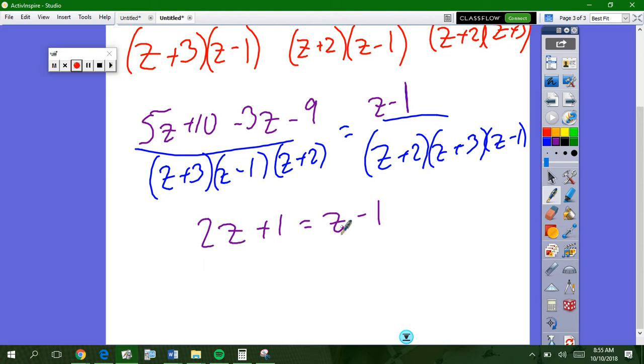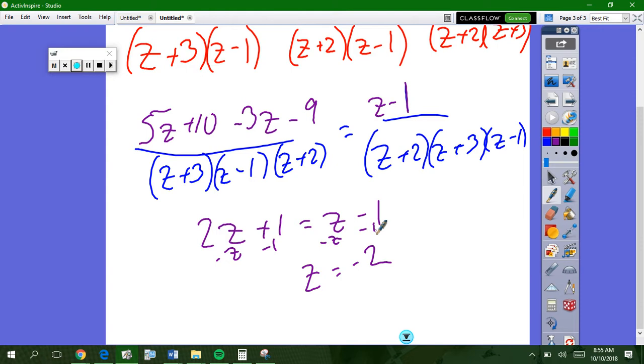So I'm going to subtract the z over, subtract the 1. I get z equals -2. Again, not that every answer is going to come out to be -2. So I chose to subtract this z over and subtract that 1. So -1. You with me on that? Okay. Good job, Kate.